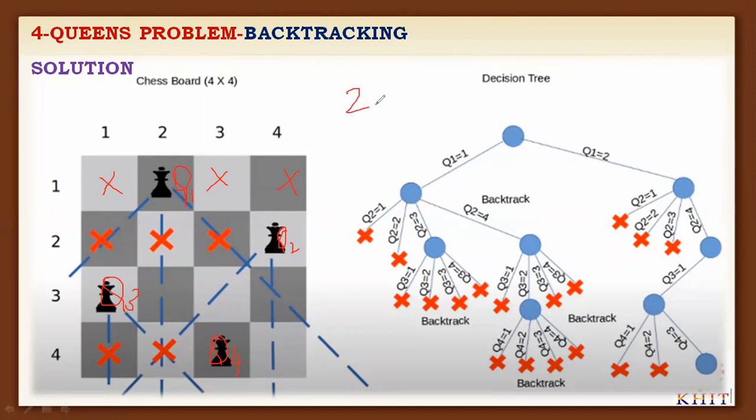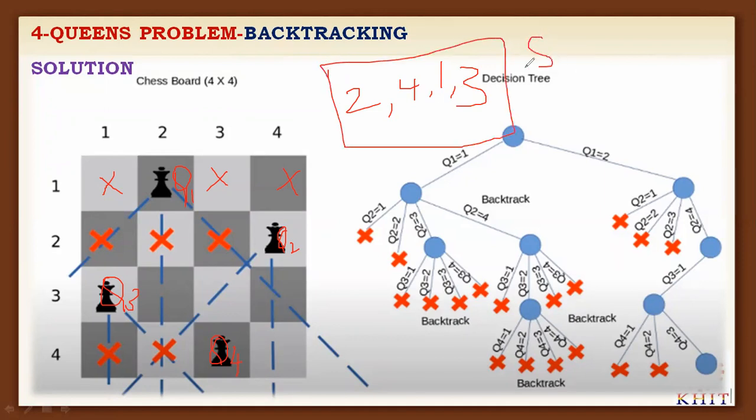So the solution is where I place Q1 in the second column, Q2 in the fourth, Q3 in the first, and Q4 in the third place. So this is solution 1. S1 is solution 1. So you can place the queens in such a way that, okay.